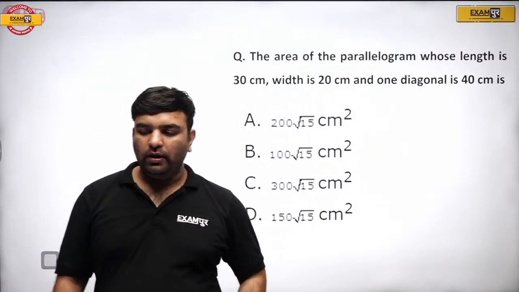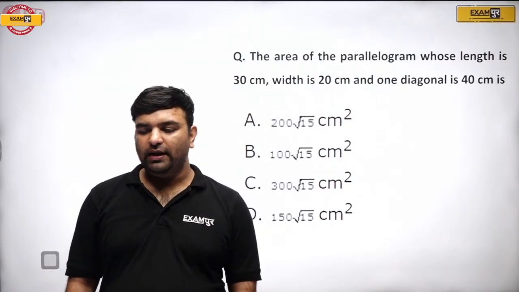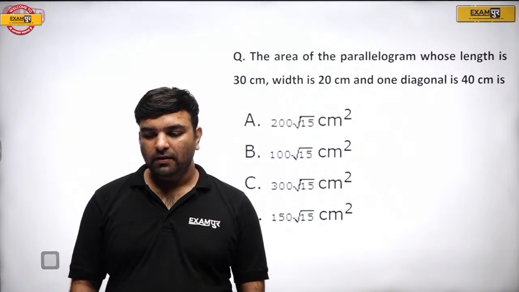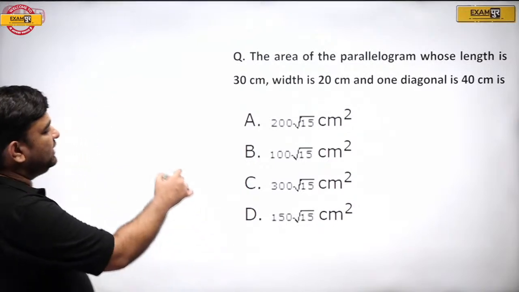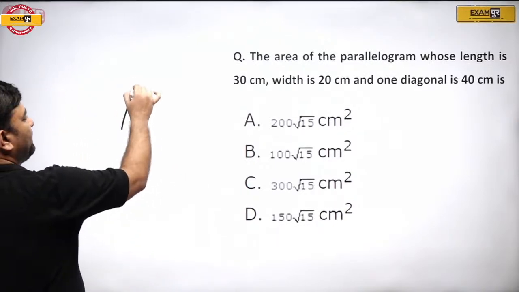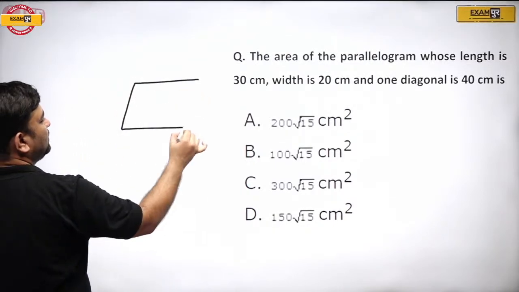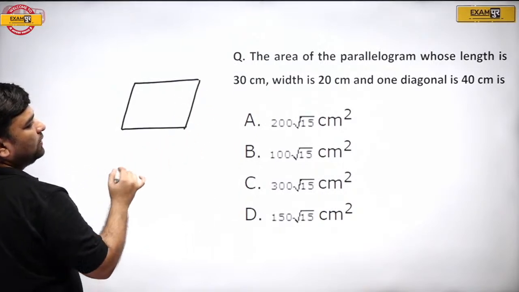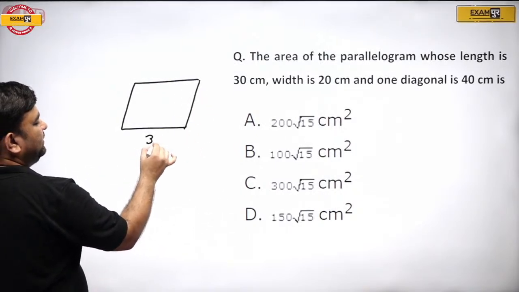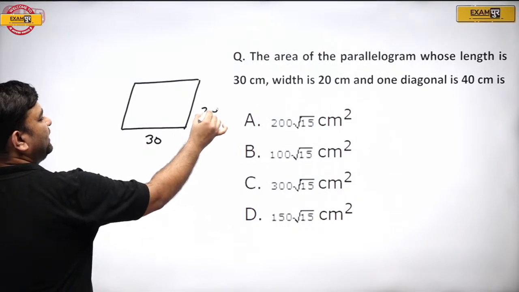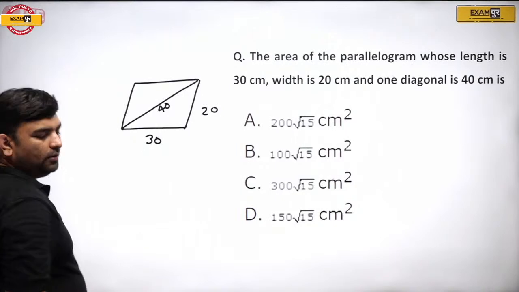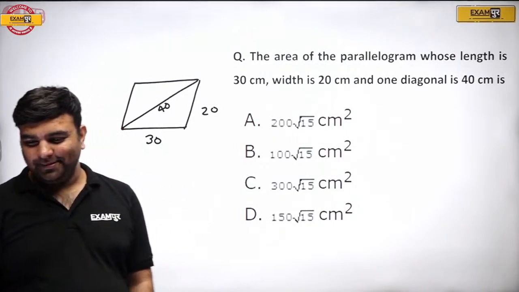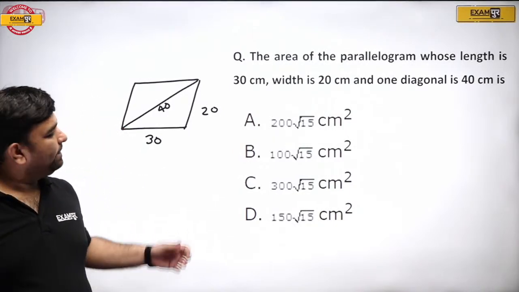Find the area of parallelogram whose lengths are 30, 20 and one of the diagonals is 40. What is the area of the parallelogram?